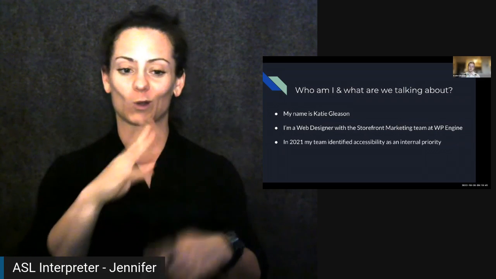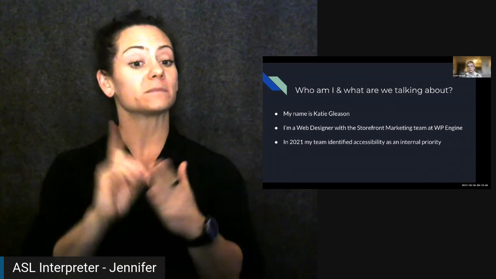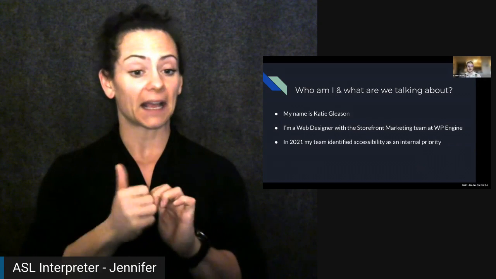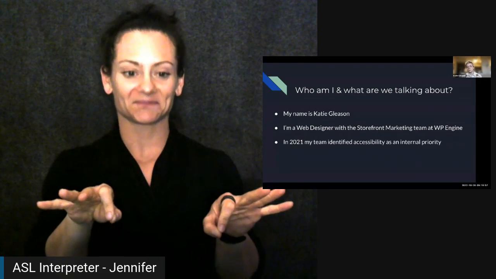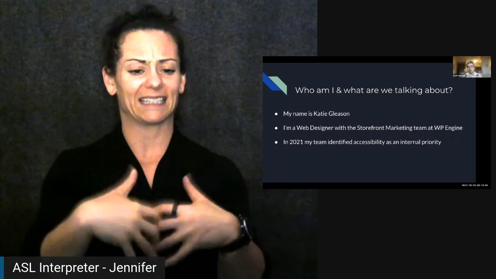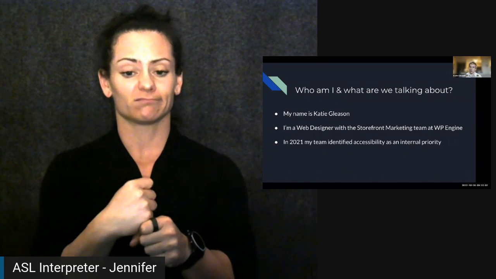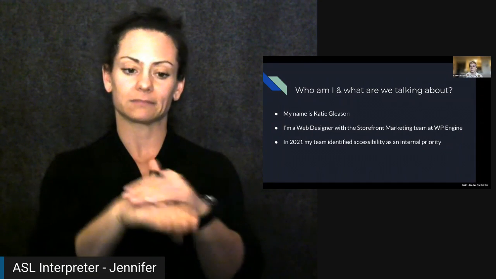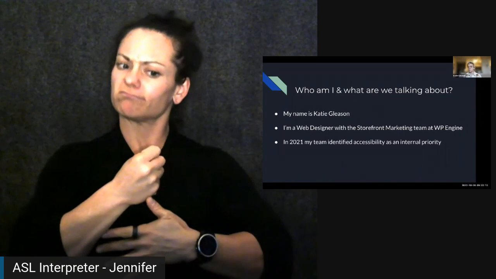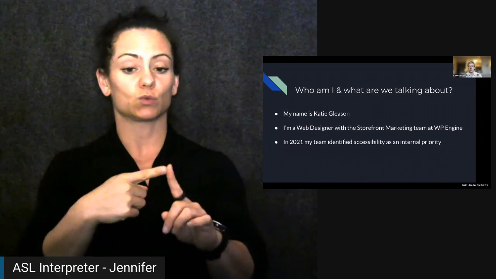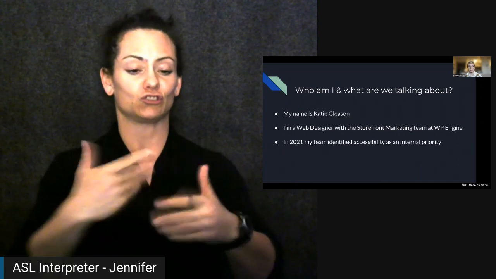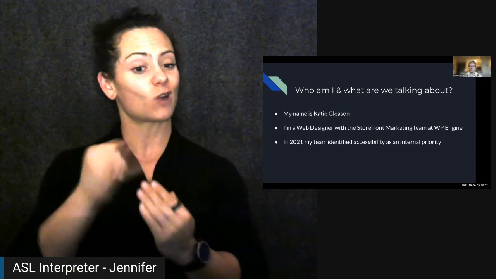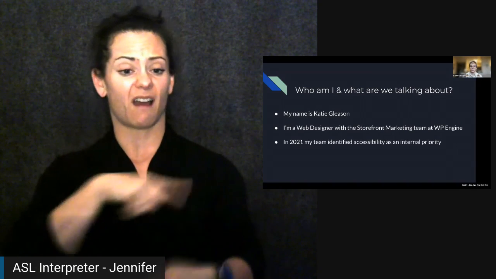I'm a web designer with the storefront marketing team at WP Engine. I came into design by way of a psychology degree. And I've been with WP Engine for a couple years now. At about this point last year, actually, my team identified accessibility as an internal priority and took steps to head up this accessibility initiative within our storefront site design. And I led that project. So I'm going to give you a little info on what we did and hopefully give you some tips on what you can do as well.